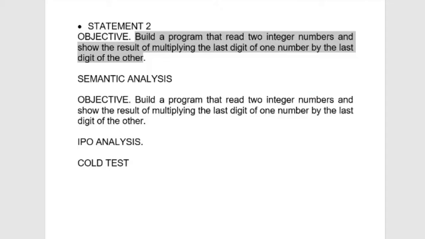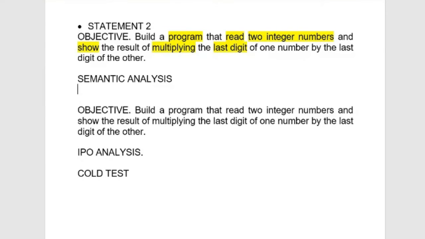So, first, you have to mark the keywords of this statement. Program, read, two integer numbers. So, remember, you have to define these words from the perspective of computer programming. Multiplying, what is multiplying? And what is the last digit? This is very easy. Now I'm going to write these words again here.